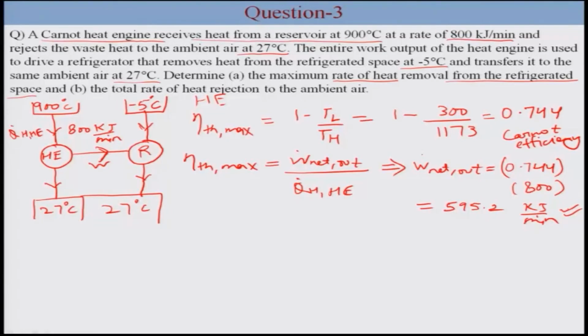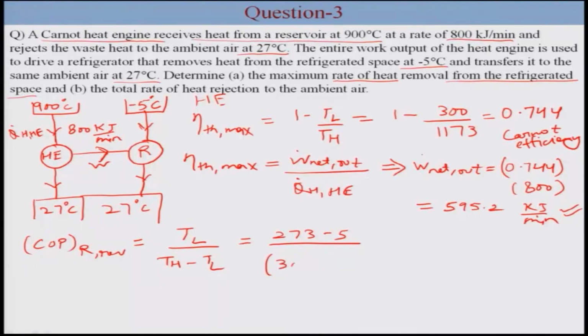The rate of heat removal from the refrigerated space will be maximum if a Carnot refrigerator is used. The COP of the refrigerator is T_L divided by T_H minus T_L. For the refrigerator, it will be 273 minus 5, divided by 300 minus (273 minus 5). So this is equal to 8.375.